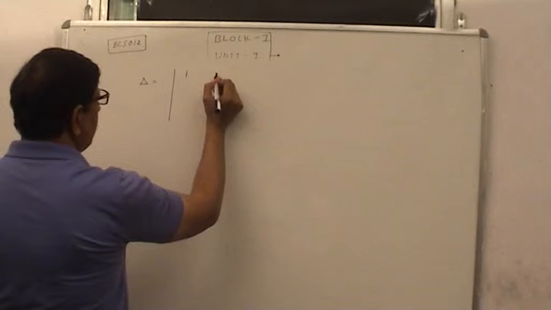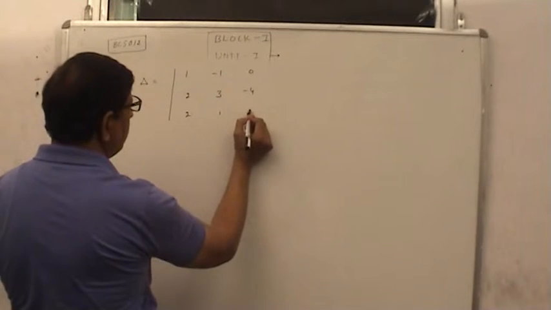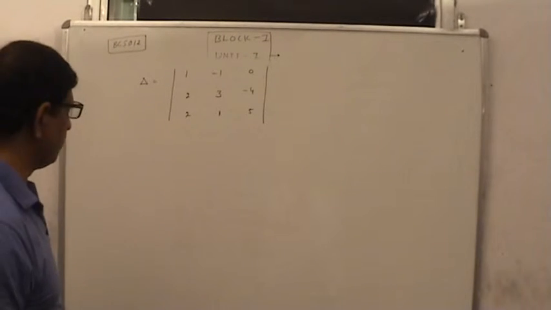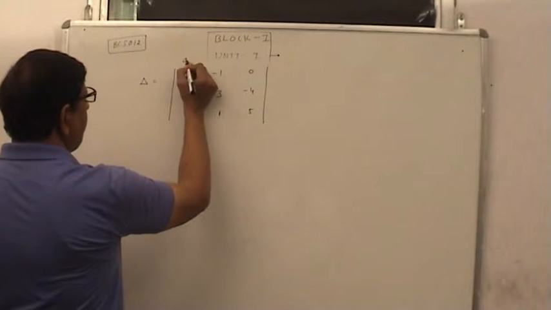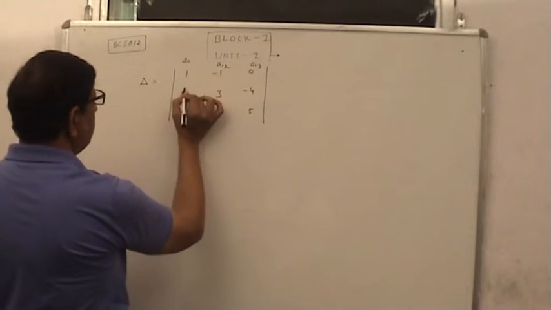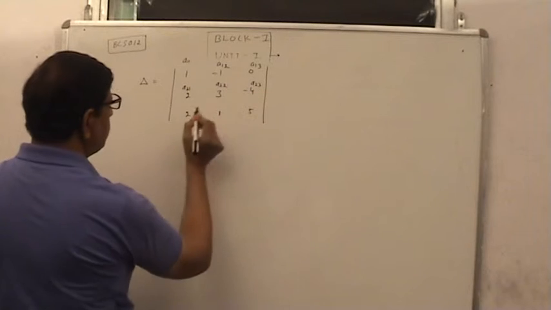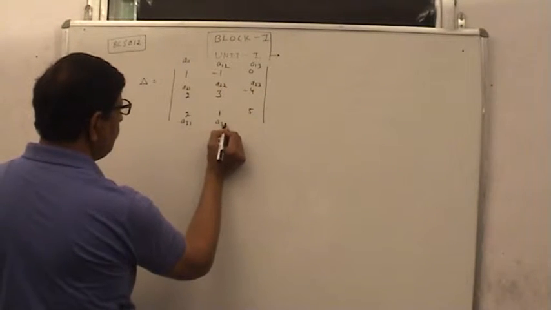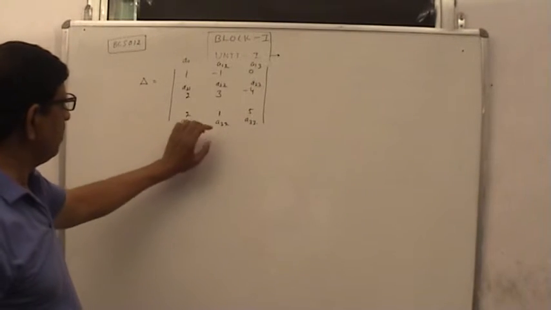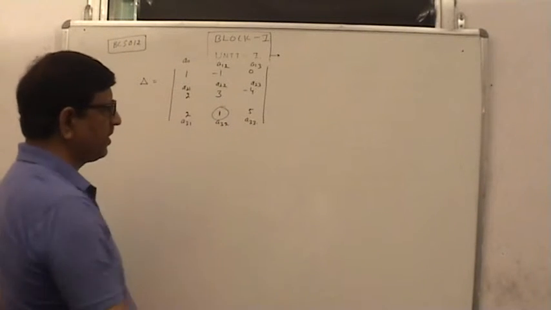So delta, say 1, -1, 0, 2, 3, -4, 2, 1 and 5. It is a determinant of order 3 by 3. We mark their designation A11, A12, A13, A21, A22, A23, A31, A32, A33. This suffix denotes that this member is from the third row and the second column.